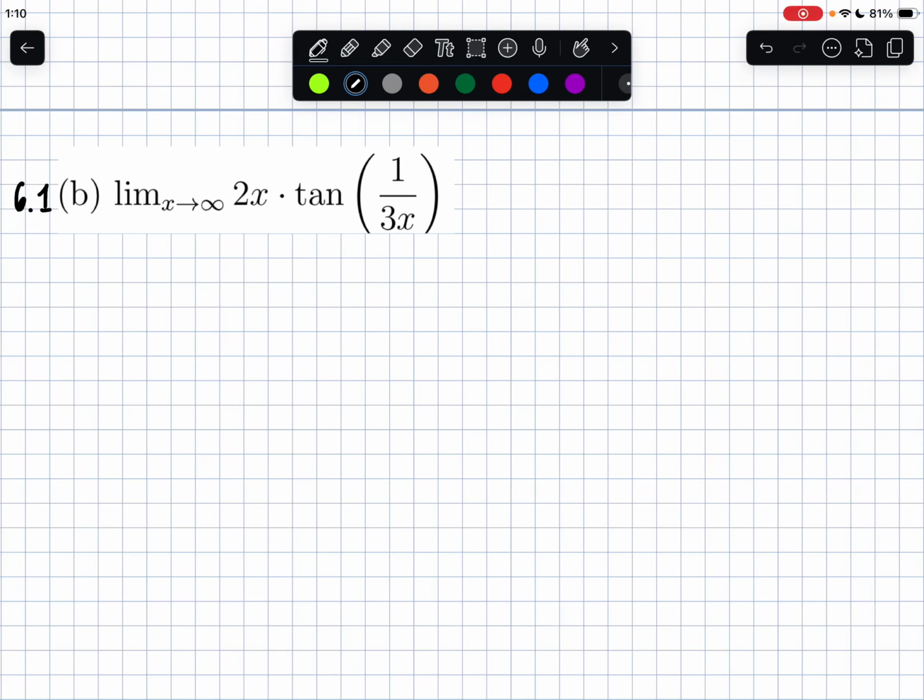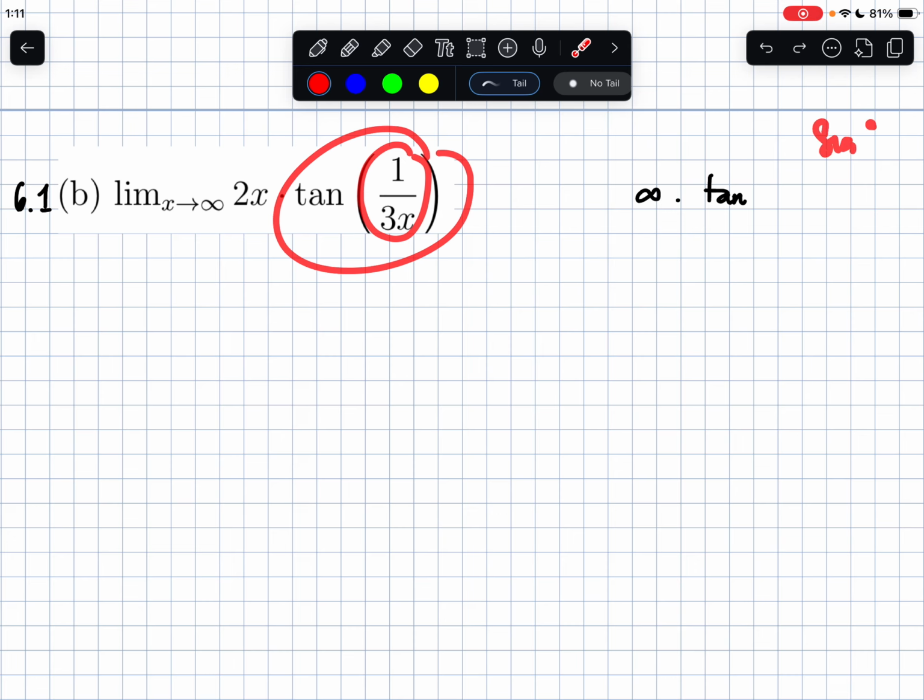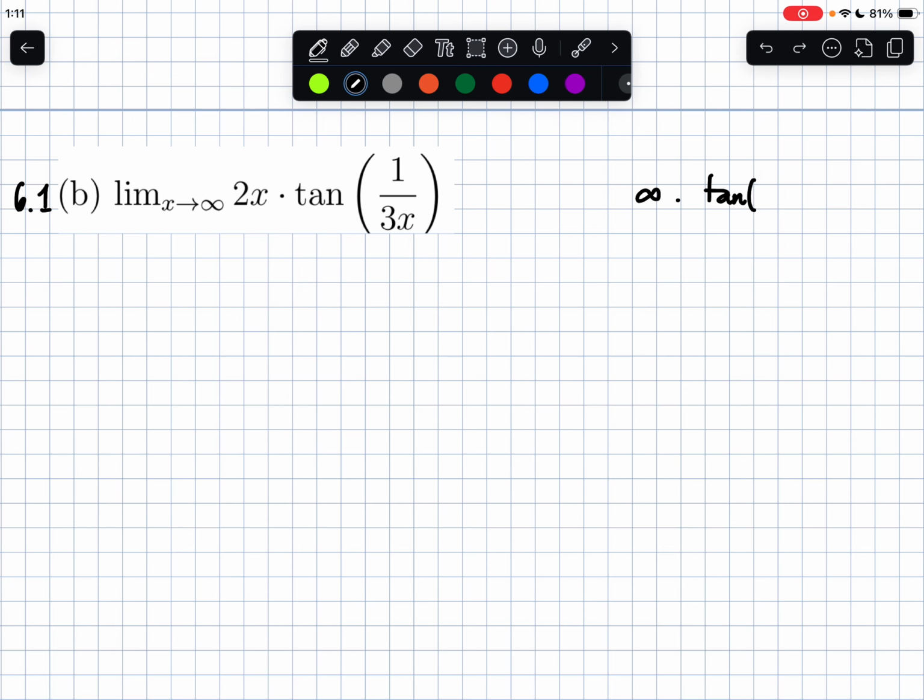Limit as x tends to infinity of 2x times tangent of 1 over 3x. So we have x tends to infinity. This one is of the type infinity times tangent. When x tends to infinity, 3x tends to infinity, and 1 divided by that tends to 0. Tangent of 0 is sine 0 over cosine 0, which is 0.